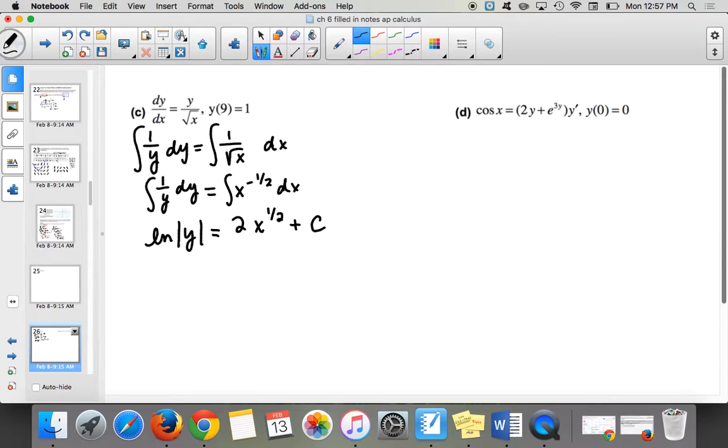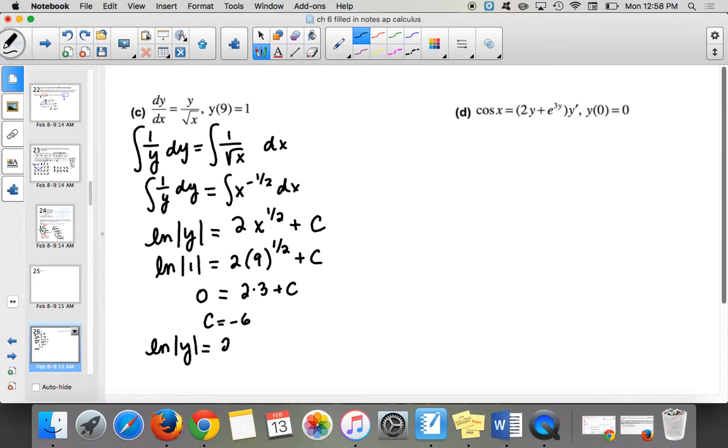So now we're going to plug in our point, which is 9, 1, right? 9 was x, 1 was y. So I'm going to have the natural log of the absolute value of 1 equals 2 times 9 to the 1/2 plus c. So I get 2 times 3 plus c equals natural log of 1? 0. So c is equal to negative 6. So I subtract that 6 over. So I get natural log of the absolute value of y equals 2x to the 1/2 minus 6.